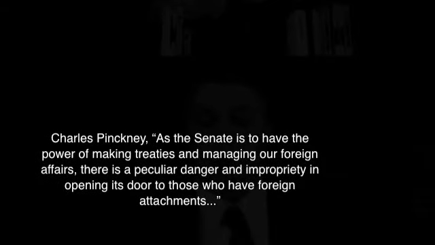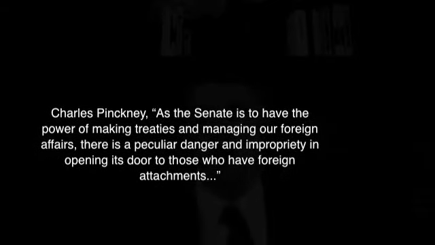In the Constitutional Convention, August 9, 1787, a gentleman from South Carolina by the name of Charles Pinckney, who is one of the more important founding fathers, at least of that time, said, "As the Senate is to have the power of making treaties and managing our foreign affairs, there is a peculiar danger and impropriety in opening its doors to those who have foreign attachments." I'll speak on that more in a moment.